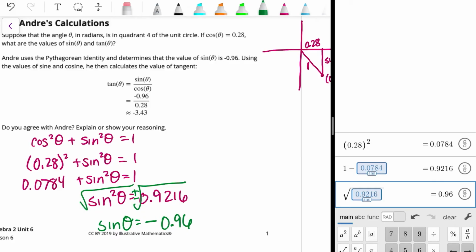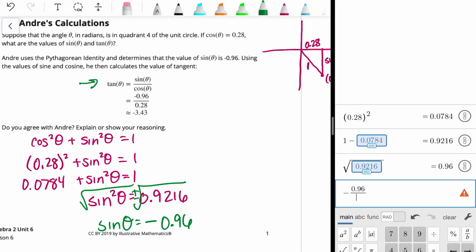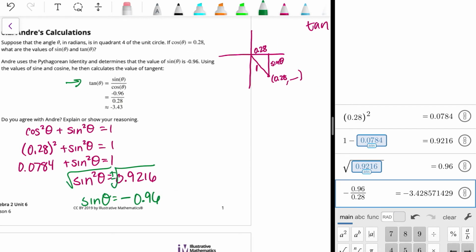And then he went up here, and we know that tangent of theta equals sine over cosine. So he plugged in those values. That makes sense. And then let's just check that. So let's do negative 0.96 divided by 0.28. There we go. And yep, that's the same thing. So yes, I agree. And the tangent has to be negative because we're in the fourth quadrant. So yeah, that looks good. So we're going to say, I agree.